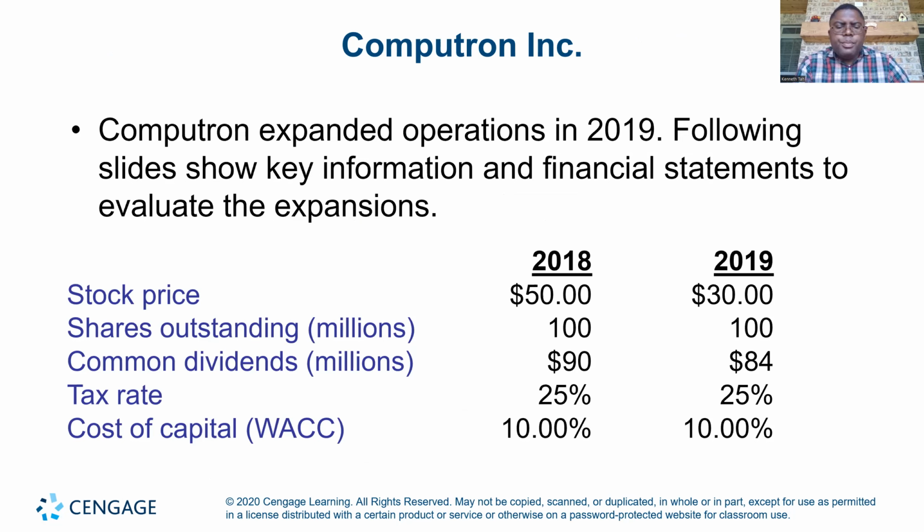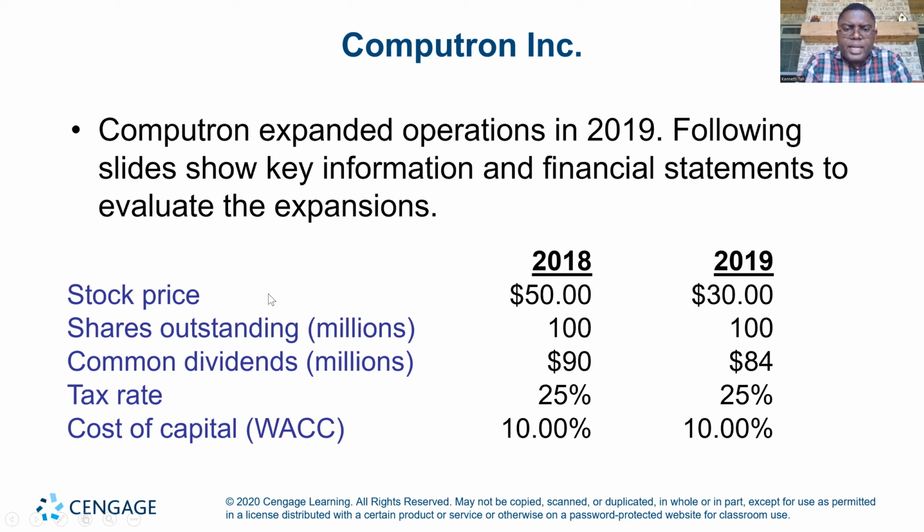If we look at this company, this is Computron Incorporated. We can see some information that we are going to use in this chapter. This company made a major expansion in 2019. As they moved from 2018 to 2019, there was a lot of investment that was done by the company to support their expansion. So what we find here are key information, and we are going to look at financial statements for the company so that we can evaluate this expansion.